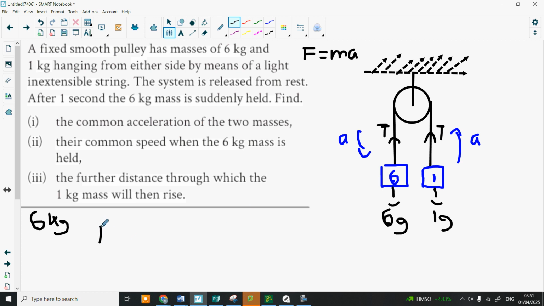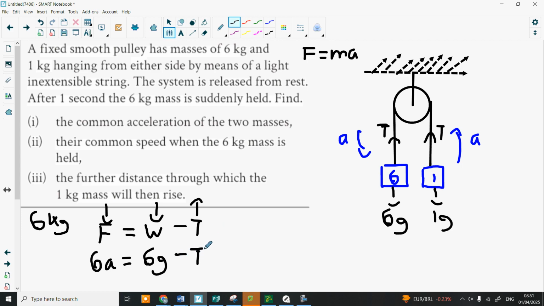Now, your net force is going which direction, up or down? It's going down because it's falling. That means you put your weight before your tension. Have we got that? Weight minus tension is downwards. So it's going to be 6A equals what's weight? 6G, and then take away T, because T is going in the opposite direction.